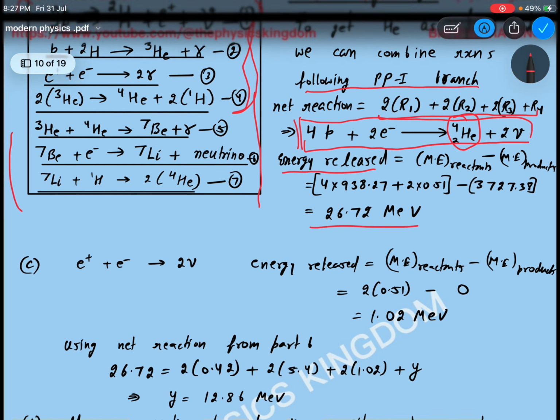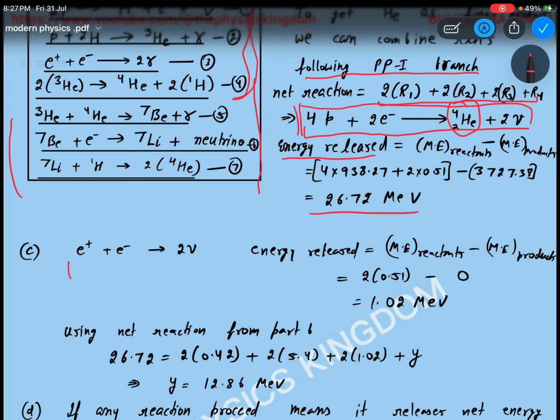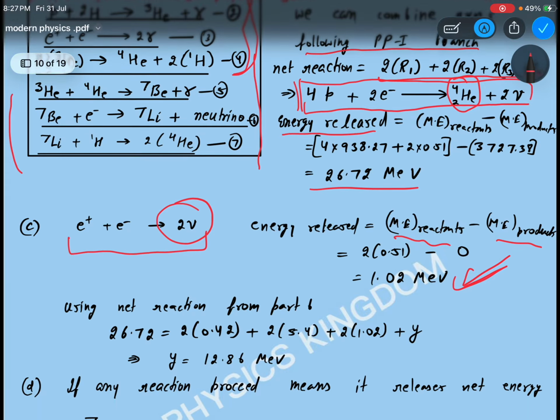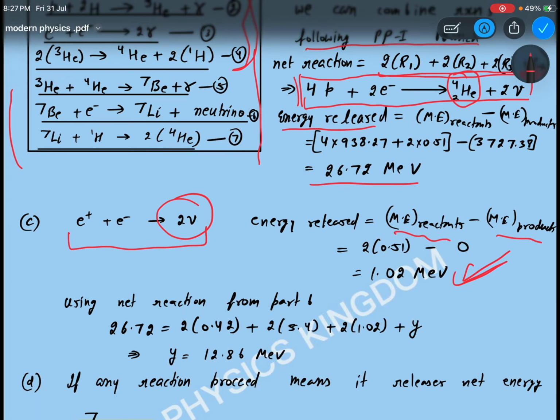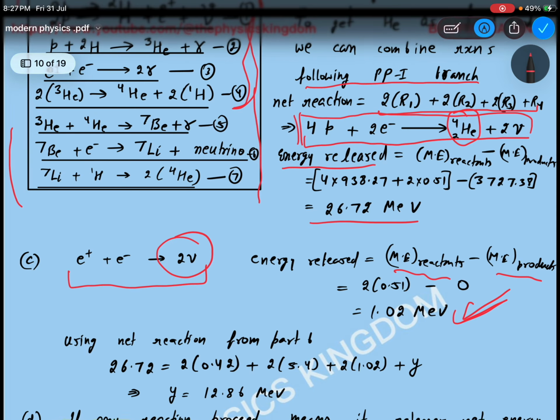Now part C was very easy, so we need to find X. So mass energy of reactants minus products. So what is the product, beta? Neutrino, massless. So directly I am getting it, no problem. And similarly, the net reaction from part B, you can use this reaction to find Y also, beta.